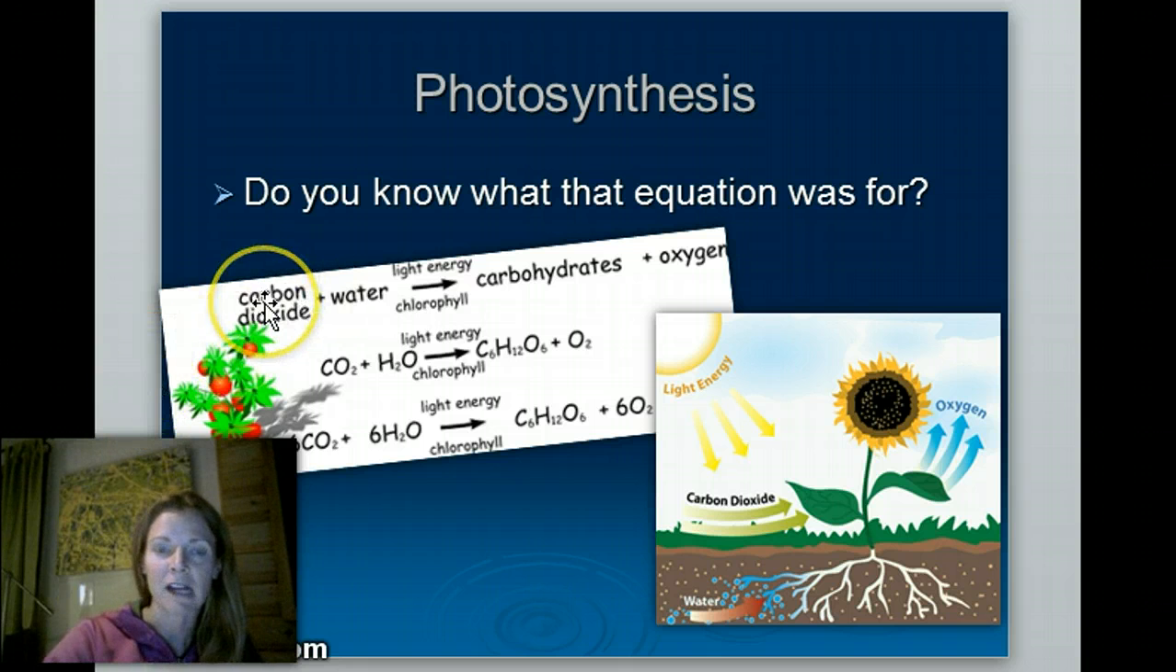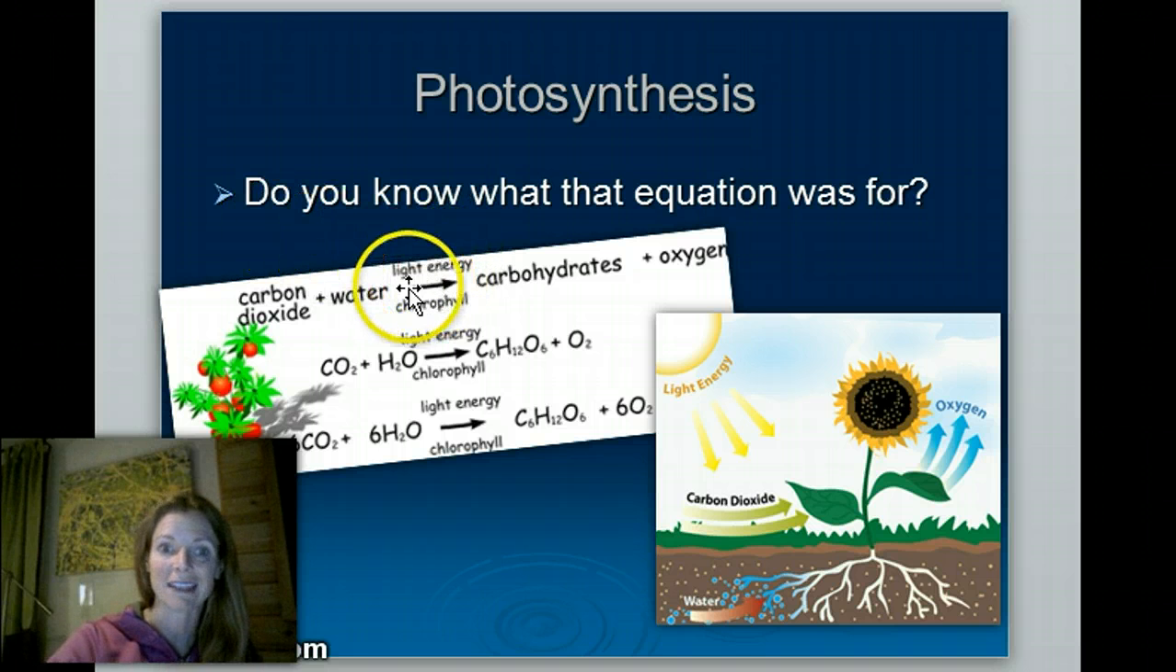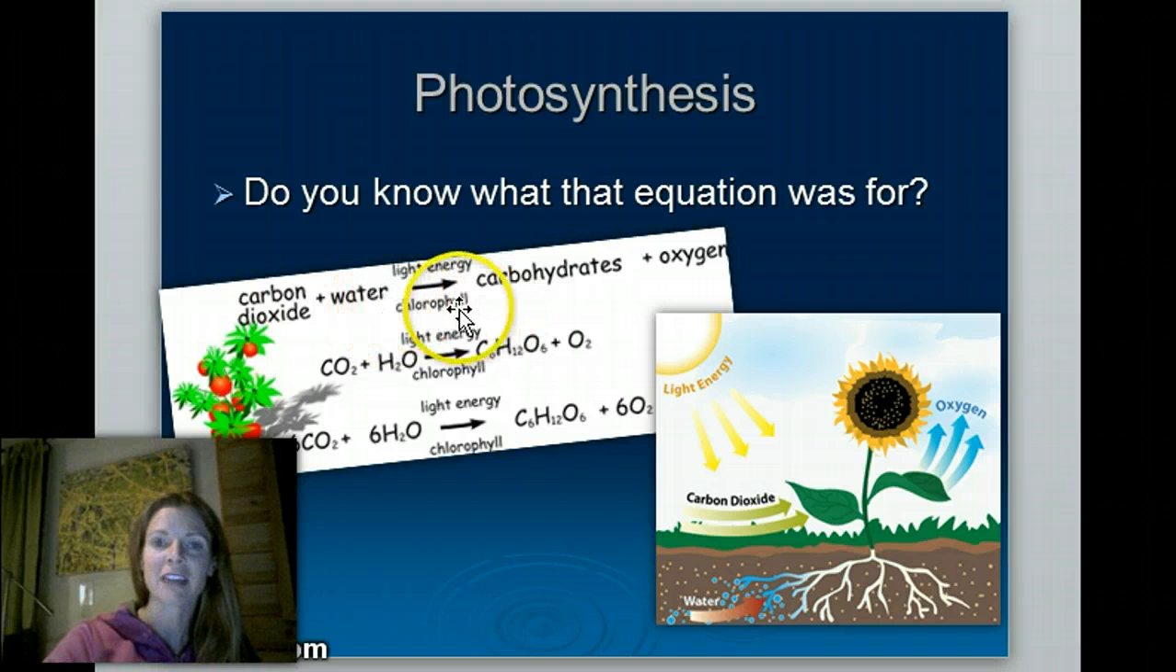But you have carbon dioxide, which is what we breathe out. Good thing you can't smell breath through the computer. No, just kidding. I just brushed my teeth. And then water. Just think about plants. Plants need water, right? They also need sunlight. We call that light energy because basically there are these handy little organelles within a plant called chlorophyll. Those are basically the pigments in the plant that allow photosynthesis to take place.